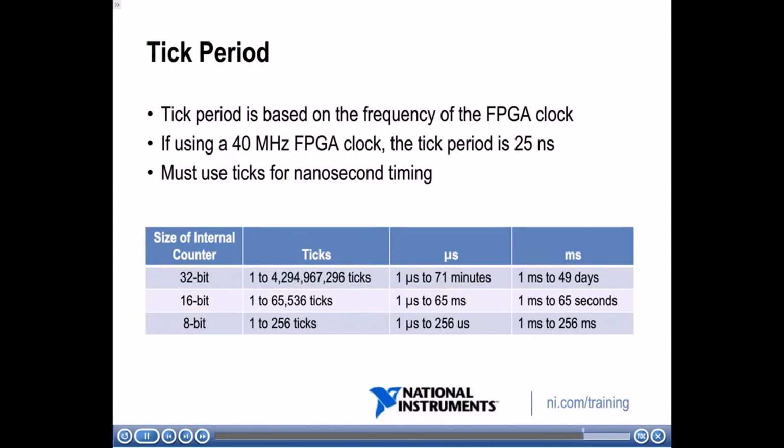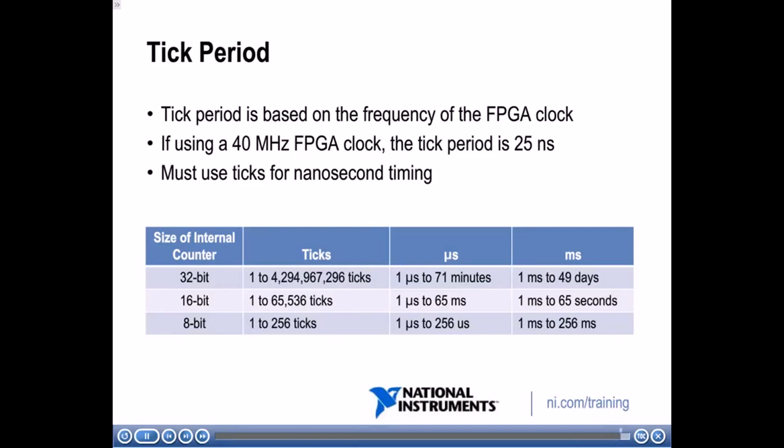An 8-bit counter, if you're using ticks and a default 40 megahertz FPGA clock, is going to range from 1 tick to 256 ticks, which converted to nanoseconds is 25 nanoseconds to 256 times 25 nanoseconds. So if you need nanosecond resolution, you'll have to use ticks for your units. With your units, you can have nanosecond resolution, microsecond resolution, and also millisecond resolution.